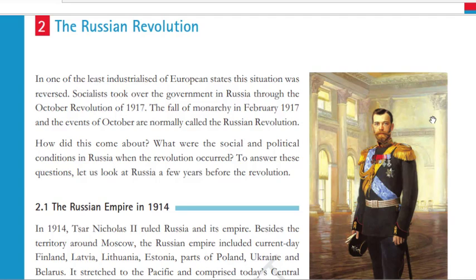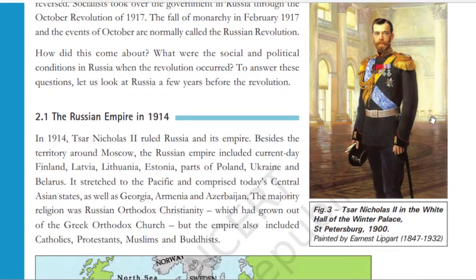Fig. 3. Tsar Nicholas II in the White Hall of the Winter Palace, St. Petersburg, 1900. Painted by Ernest Lipgart, 1847-1932. 2.1. The Russian Empire in 1914. In 1914, Tsar Nicholas II ruled Russia and its empire. Besides the territory around Moscow, the Russian Empire included current-day Finland, Latvia, Lithuania, Estonia, parts of Poland, Ukraine and Belarus. It stretched to the Pacific and comprised today's Central Asian states, as well as Georgia, Armenia and Azerbaijan. The majority religion was Russian Orthodox Christianity, which had grown out of the Greek Orthodox Church, but the empire also included Catholics, Protestants, Muslims and Buddhists.